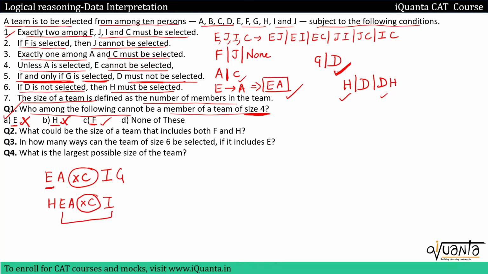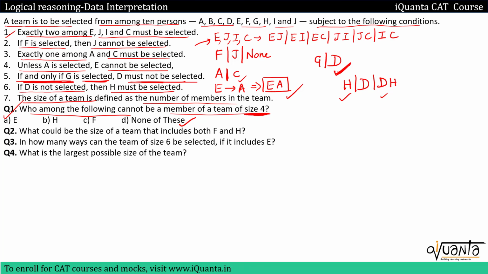Let me try to select F in a team of 4. So if I include F, I know that I have to select 2 out of EJIC from this first condition. So let me select IC. Yes, that is possible, because if C is there, A will not be there. Then I can include anyone in the team. I need one more member, let it be say D. So yes, there's a team possible of 4 having F as a member. So all of them, E, H, F, they can be in a team of 4. So option D will be the correct answer to this question, none of these.